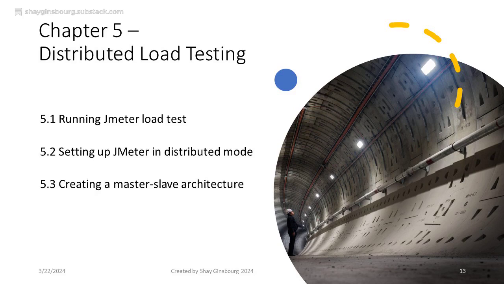5.3 Creating a master-slave architecture. Dive into the intricacies of master-slave setups. Understand how to orchestrate coordinated testing across multiple JMeter instances. By creating a master-slave architecture, you'll achieve efficient test distribution and centralized control. Get ready to distribute the load and elevate your testing game.